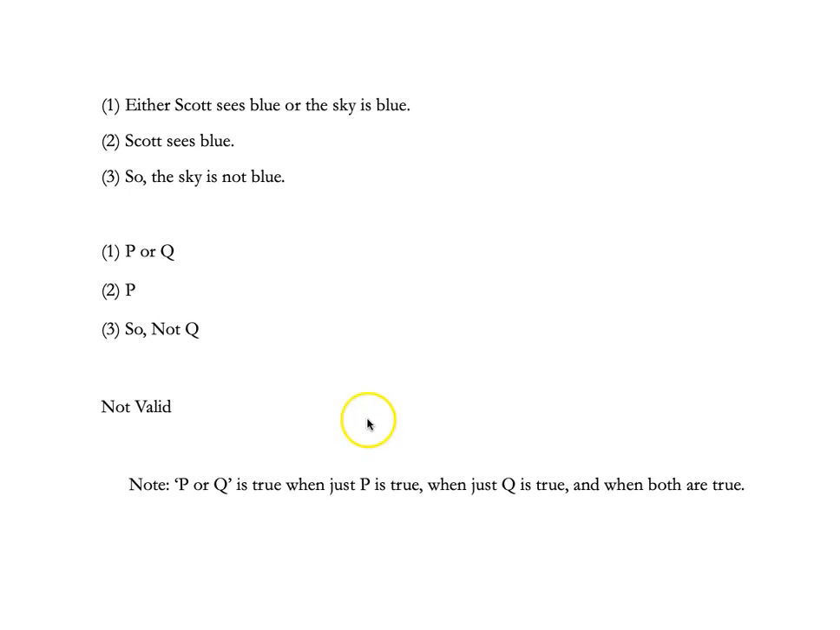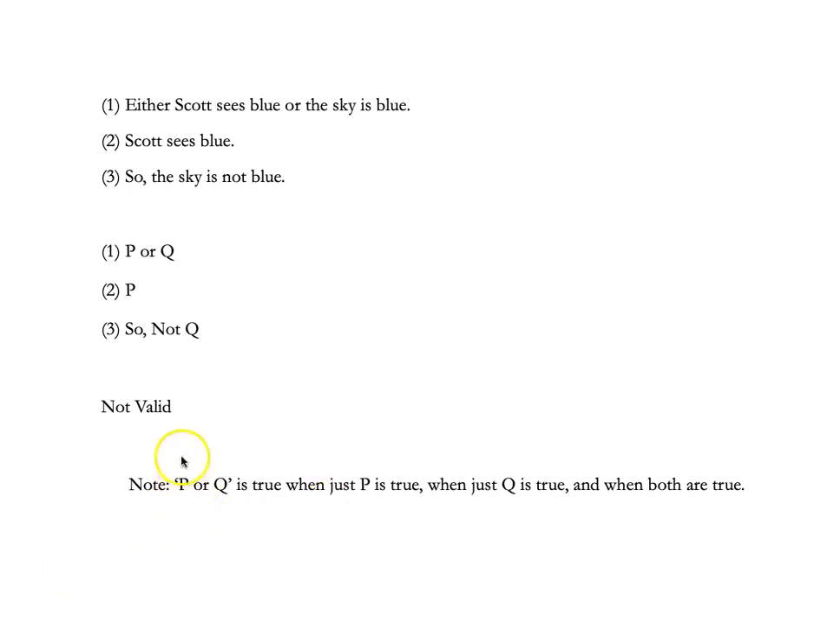The way we're going to be using "or" in this class is that P or Q is going to be true if just P is true by itself. If just P is true by itself, that's enough to make the whole thing, P or Q, true. If just Q is true by itself, then that's enough to make the whole thing true. And if both P and Q are true, then that's enough to make the whole thing true.